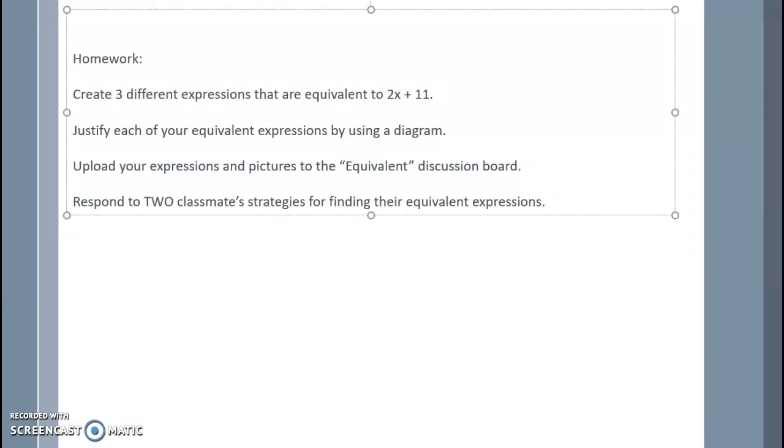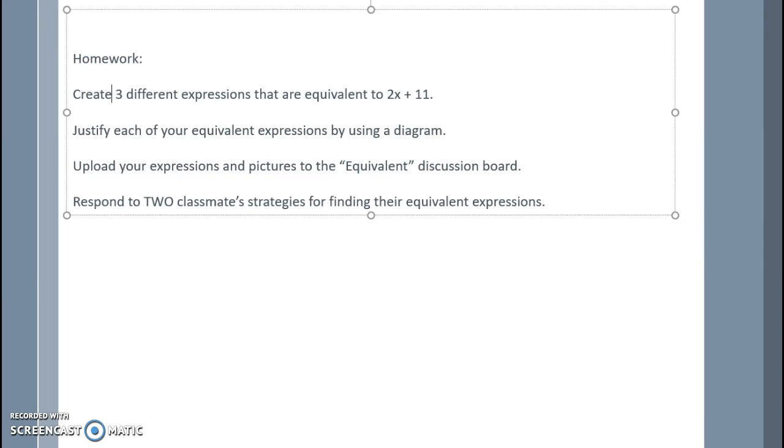Create 3 different expressions that are equivalent to 2x plus 11. Justify each of your equivalent expressions by using an area diagram with our algebra tiles, just like we did. Upload your expressions and pictures to the equivalent discussion board.